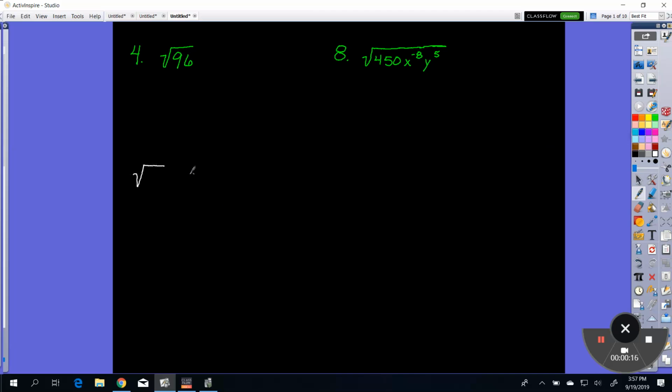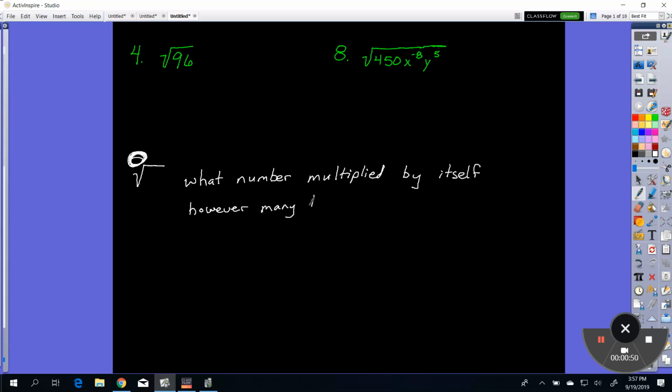What this means in words is: what number multiplied by itself however many times the number on the outside says is the number on the inside. So that's what a square root, cube root, fourth root, whatever, means.